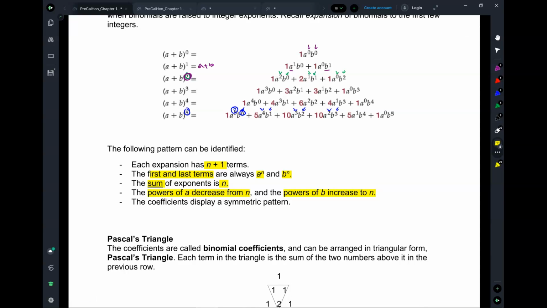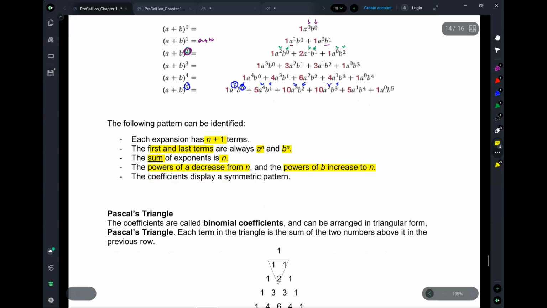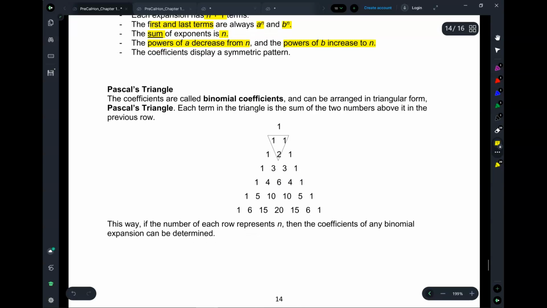Now, look at the coefficients in each row. Do you see how they're symmetric? 1, 4, 6, 4, 1. 1, 5, 10, 10, 5, 1, right? It's symmetric. Okay, now, let's talk about the coefficients.